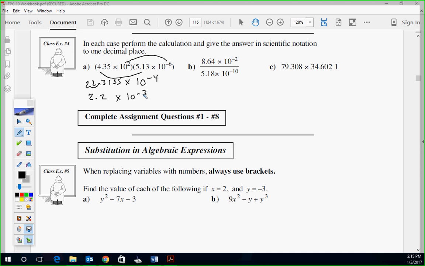Okay, any questions there? All right. So then this one, same thing. Go ahead, divide these two. Well, a negative 2 minus a negative 10, because we divide exponents, you subtract them. That's addition. So this is going to be 10 to the 8th. What's 8.6 divided by 5.1? 1.667. So 1.7. Is 1.7 acceptable? Yes. We're done. 1.7 times 10 to the 8th. Because 1.7 is bigger than 1. Okay, lastly, go ahead and multiply C there, and we're going to break that into scientific notation. So what's 79.308 times 34.6021?